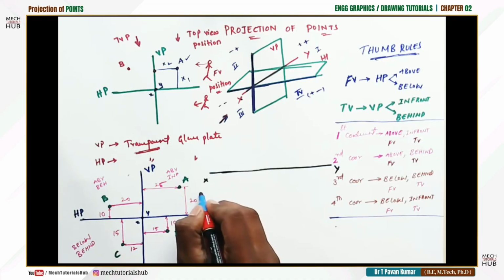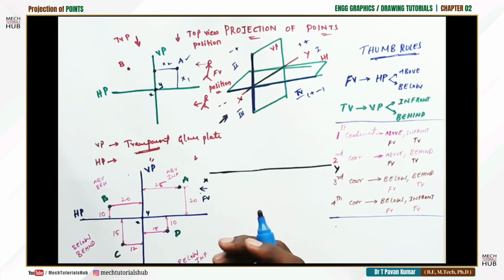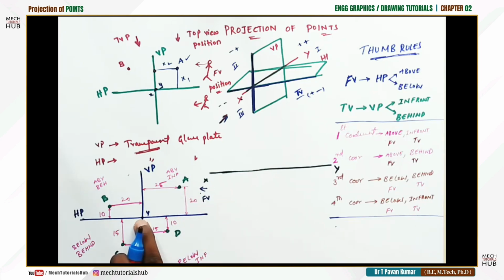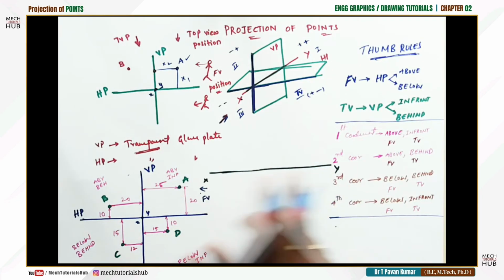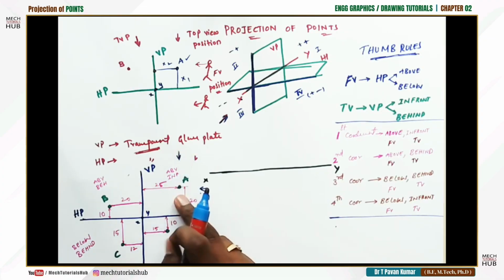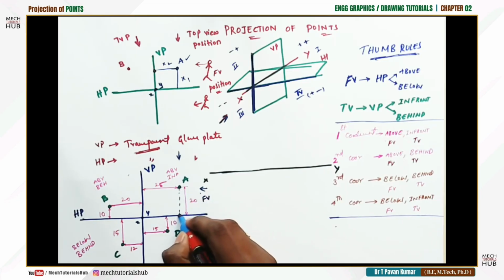Now here I am observing the object from here, which is front view. When I am standing in the front view, what I need to talk about is whether the object is above or below. Now it is clearly mentioned that it is above at a distance of 20. Above what? Above XY, above HP, above XY line. So 20 mm above XY line. Fine. Similarly, I change my position to the top. When I view from the top, the projection of this point is going to fall on the horizontal plane.